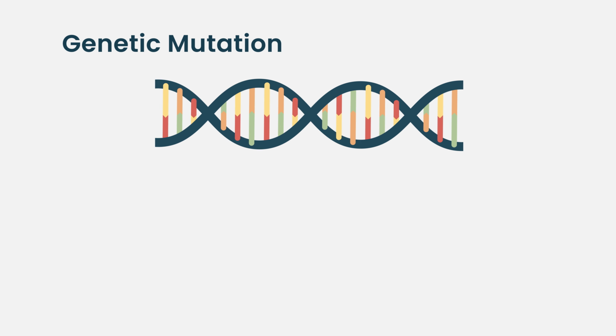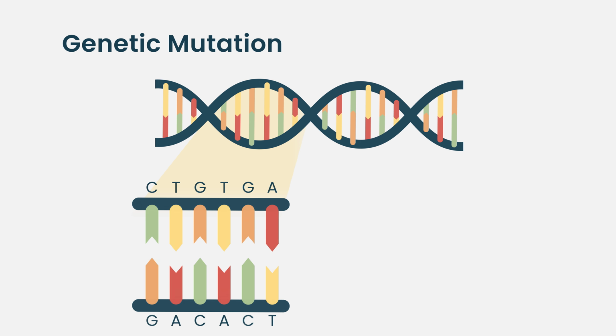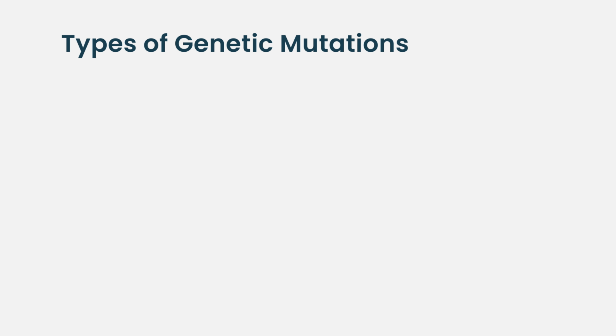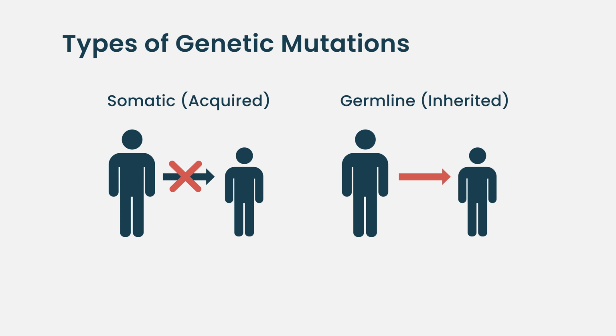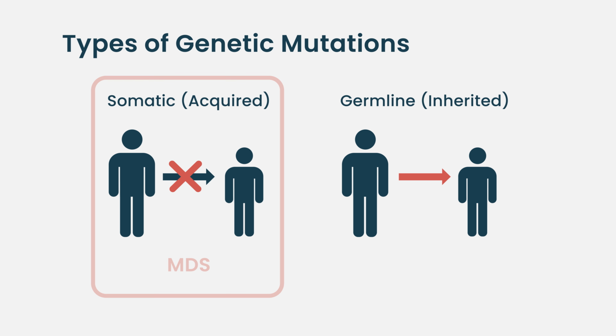Genetic mutations are changes to the DNA sequence within cells. There are mainly two forms of genetic mutations. One, acquired somatic mutations that are not inherited. Then there are also inherited mutations or germline mutations that can occur. Overwhelmingly, the majority of mutations that occur in MDS are somatic acquired mutations.